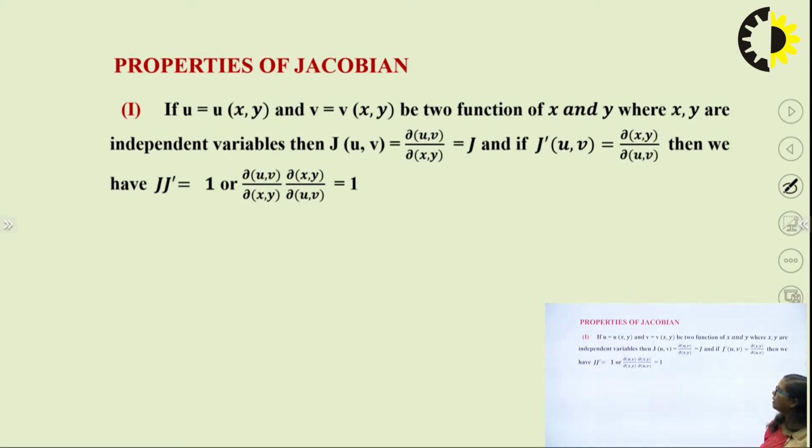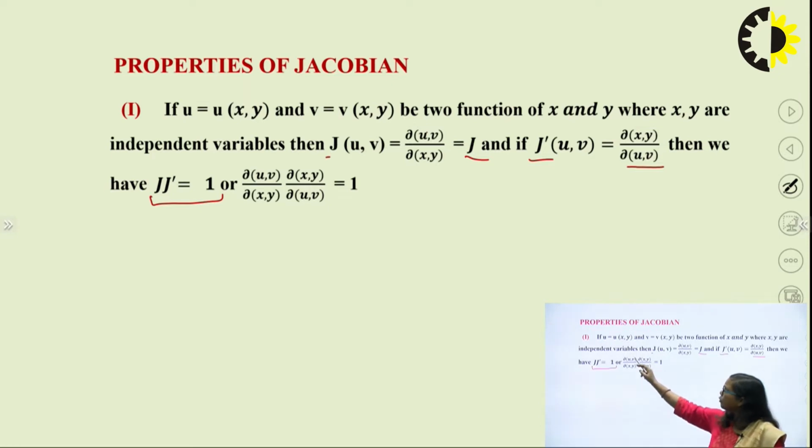The first property says that if u is a function of x and y and v is also a function of x and y, where x and y are independent variables, then the Jacobian of u, v with respect to x, y, which is del(u,v) by del(x,y), is denoted by the symbol J. If the Jacobian of x, y with respect to u, v is denoted by the symbol J dash, then the first property says that J into J dash must always be equal to 1. That is, the Jacobian of u, v with respect to x, y multiplied by the Jacobian of x, y with respect to u, v, its product is always 1. This is the first important property of Jacobian.